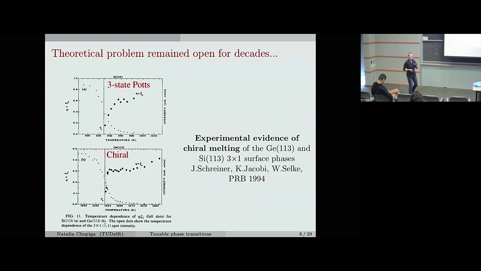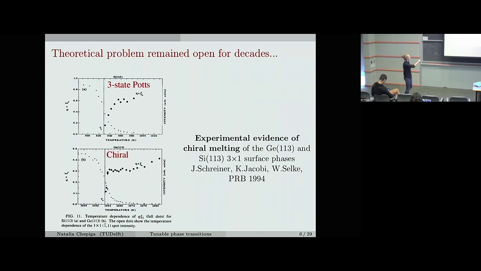The theory debate was not solved at the time, precisely because numerics at that time was not powerful enough to resolve this critical regime, despite the fact there was already experimental observation of this new chiral transition. You see here an example where in experiment they measure delta Q times Xi. I'm going to come back to this quantity later, in a silicon monolayer and a germanium monolayer. And you see the behavior is completely different.